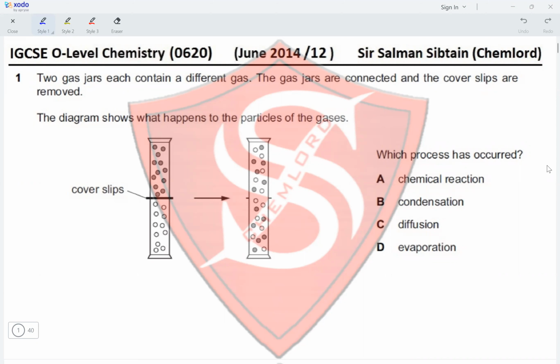So the white ones travel up and the gray ones travel down. So this is basically movement from a higher concentration to a lower concentration. So what is being represented here is diffusion. So the question is, which process has occurred?